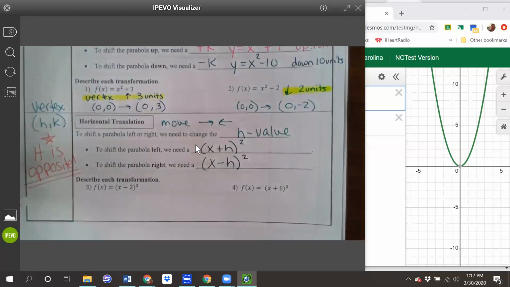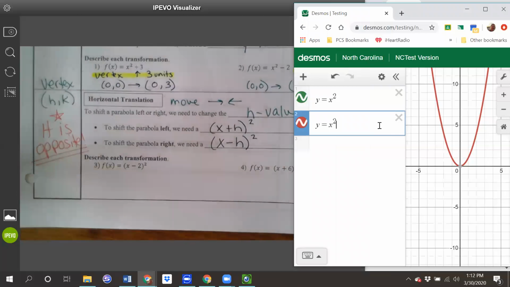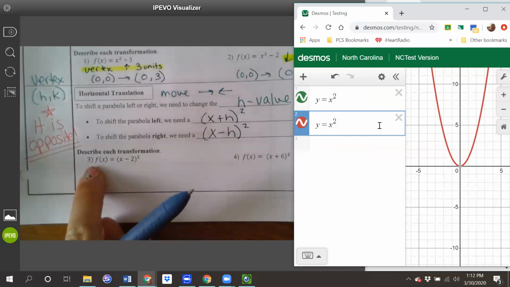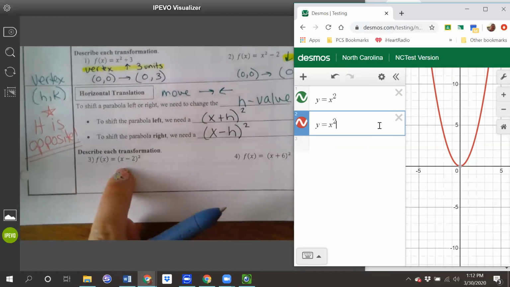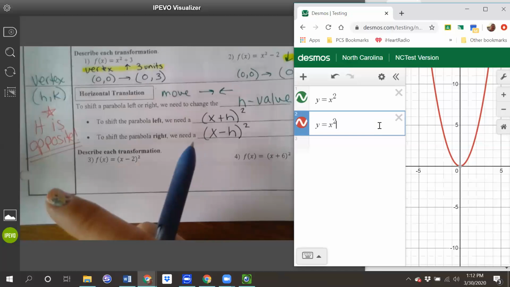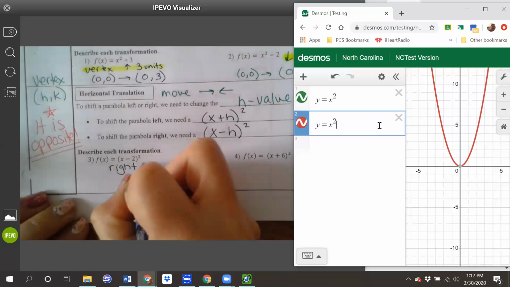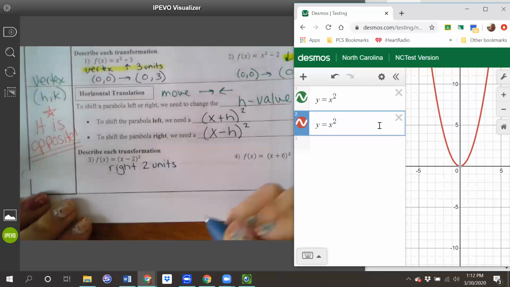If you were going to make a mess up on your translations, this is going to be where you do it. Students forget to do the opposite. So remember, I can always check my graphs and I can always compare them to one another. So if I do x minus 2, my gut tells me that minus 2 is going left, which means it is actually going to the right. So this is going to be a right shift of 2 units.